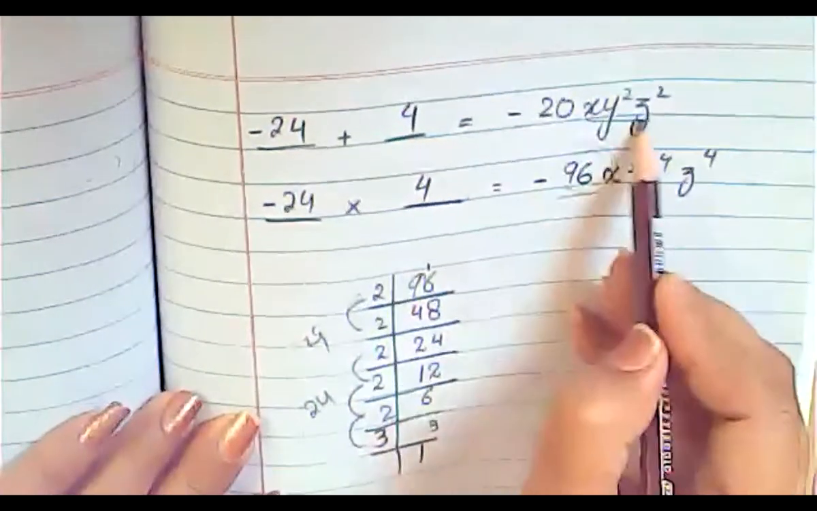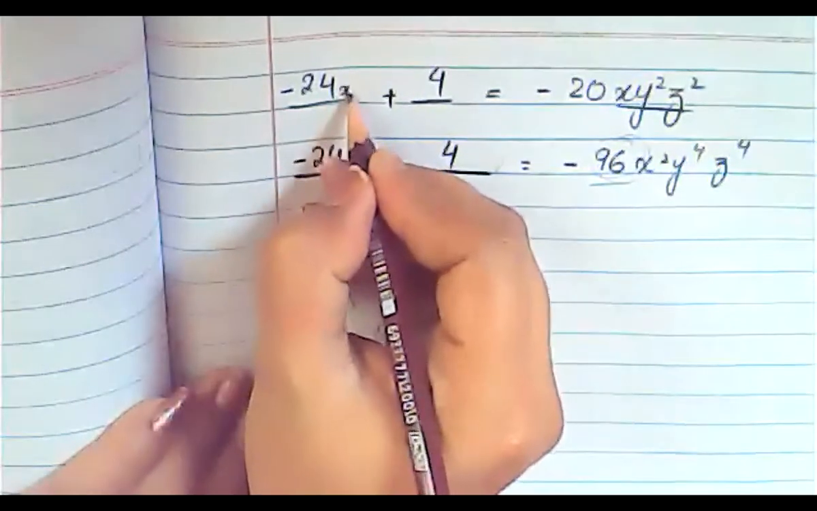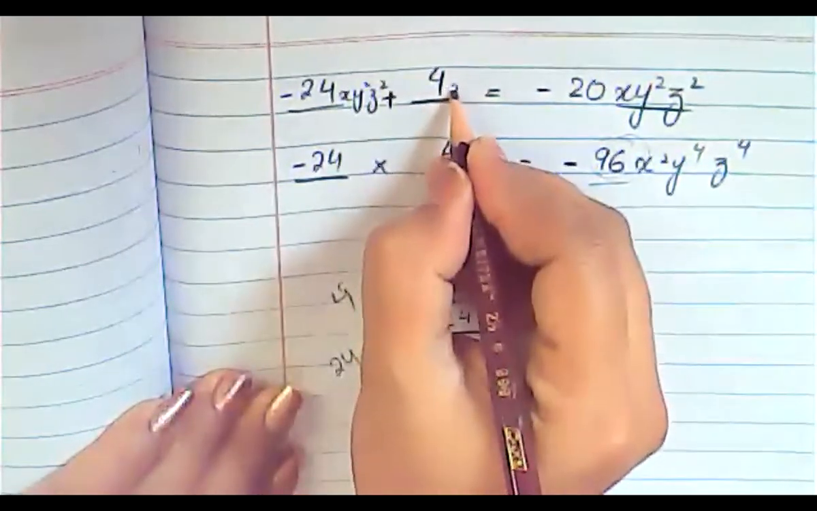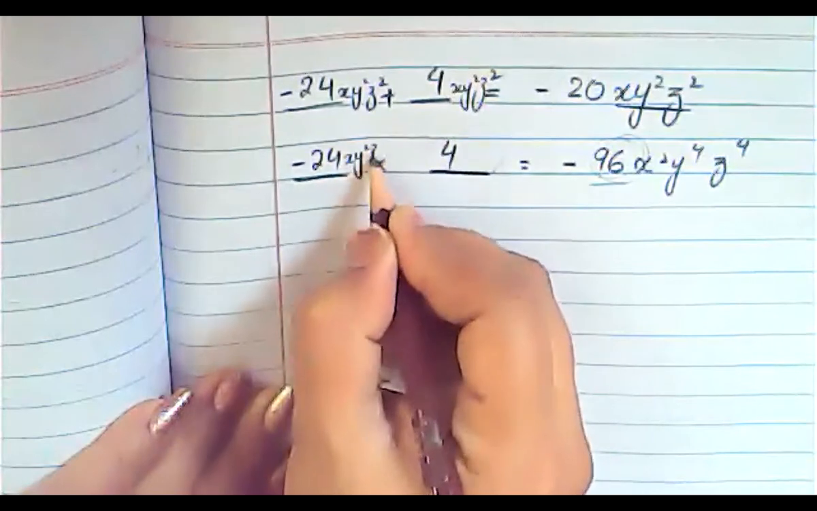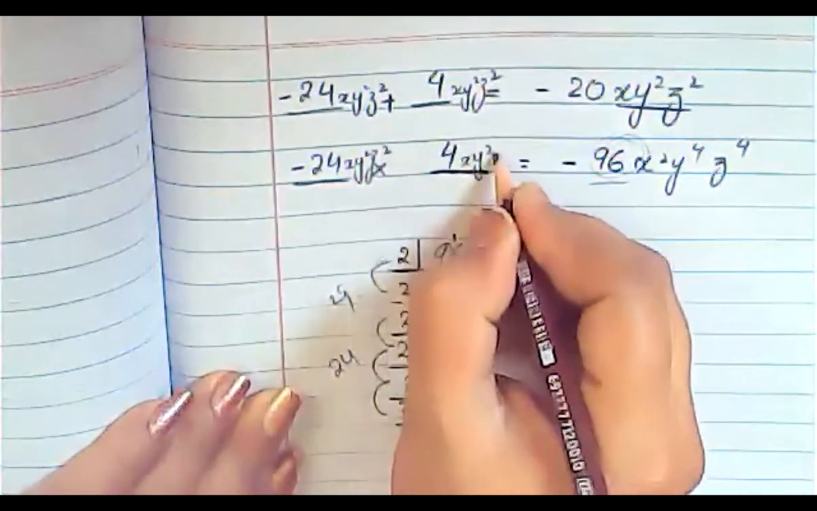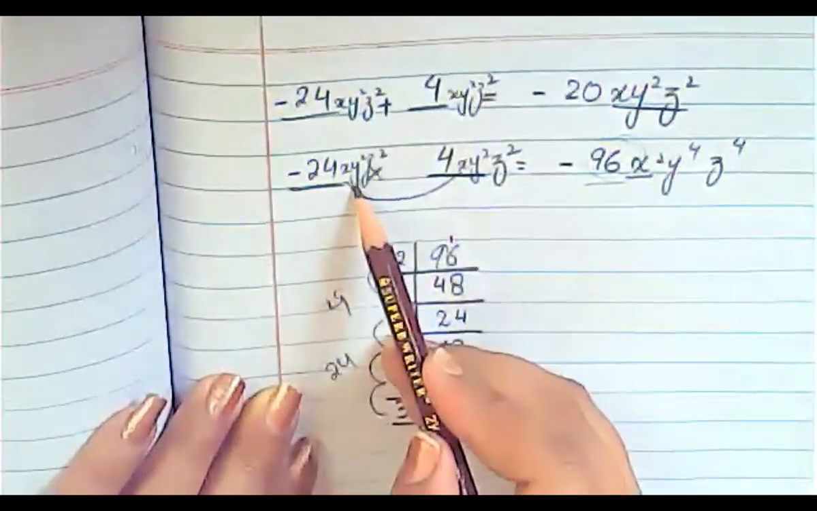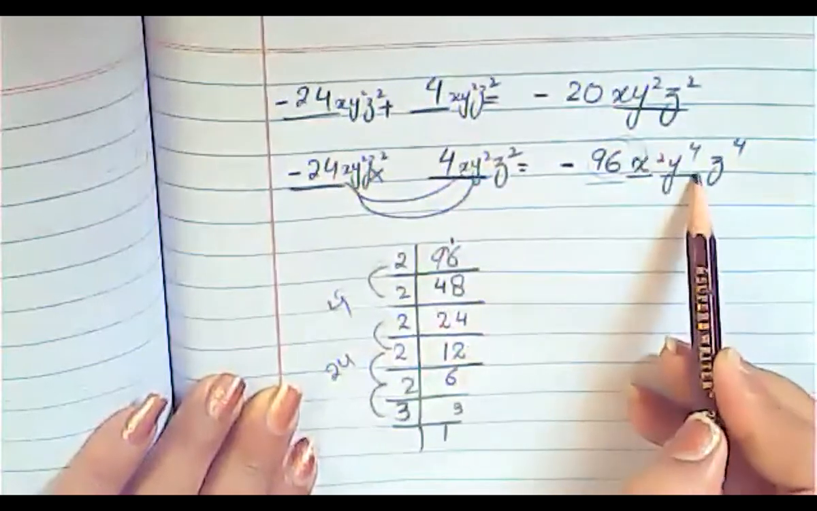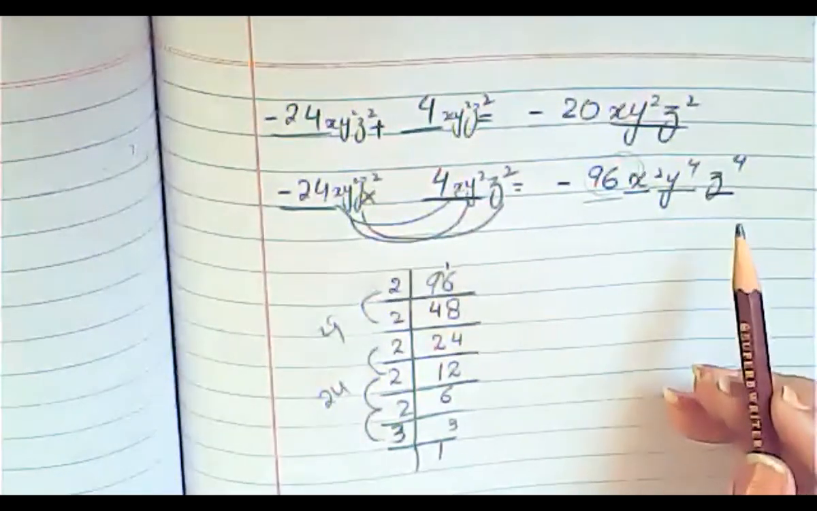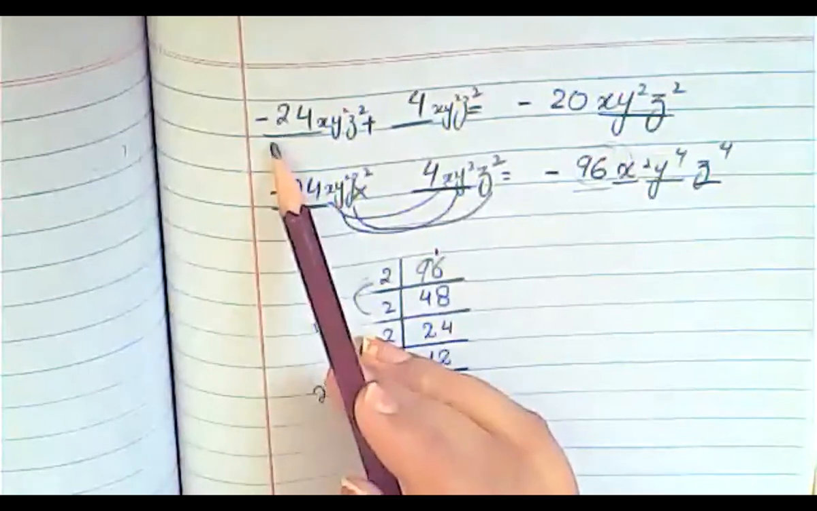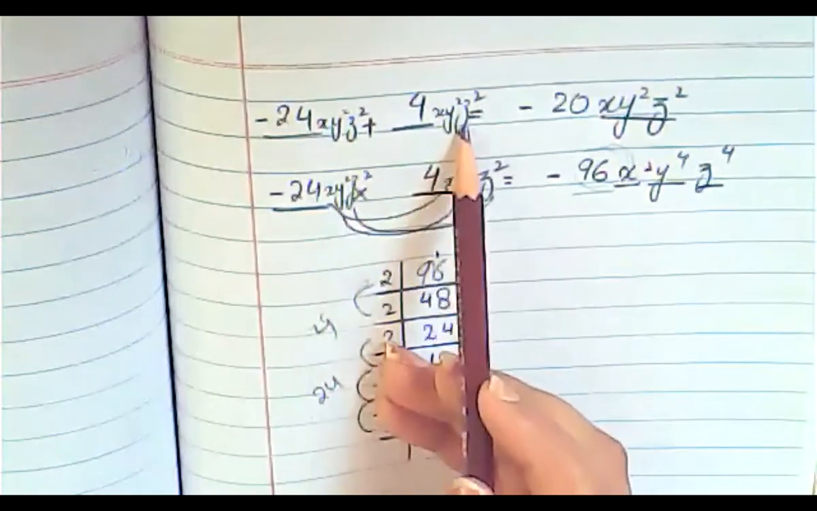Now, next is variables. How will you decide your variables? Obviously, variables will remain the same. So you will write here x, y square, z square, and the same variables here, x, y square, z square. So x multiplied by x will be x square, y square multiplied by y square will be y4, and z square multiplied by z square will be z4. Okay, so what are our two terms? This one: minus 24 x square y x y square z square plus 4 x y square z square.